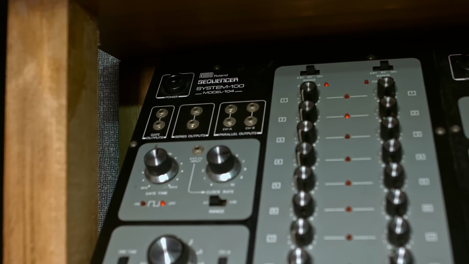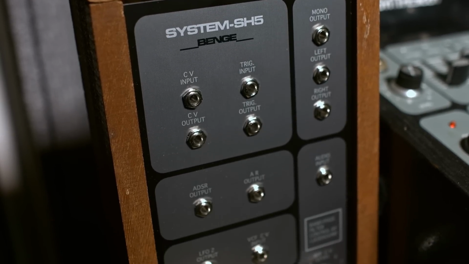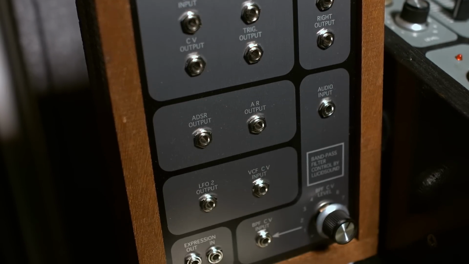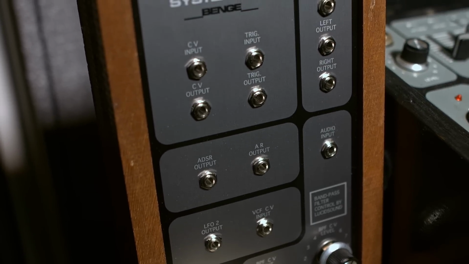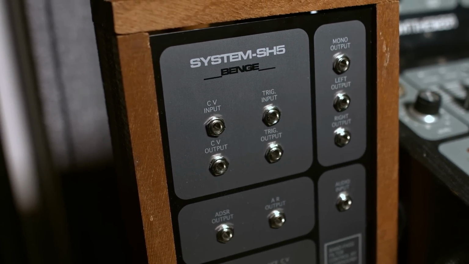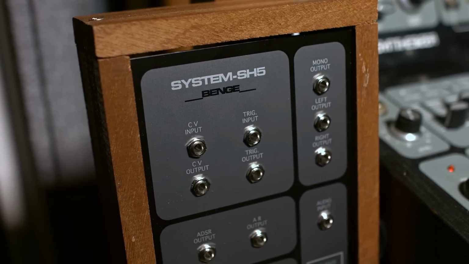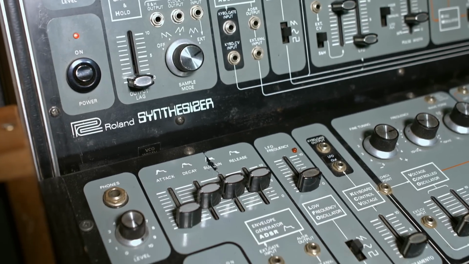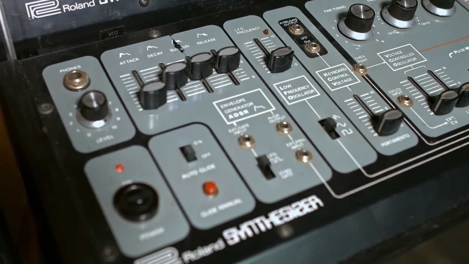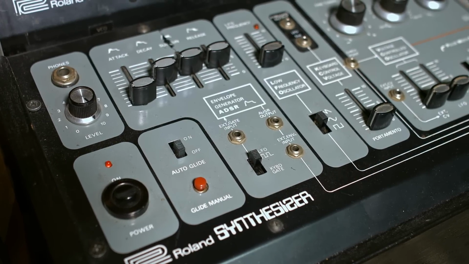As mentioned earlier, my SH5 has a special breakout panel that I completely self-manufactured, so I can integrate its various functions into the rest of the system. The 101 and 102 have patch points for all of their functions. For example, to trigger the envelopes, you just patch the gate signal in on the front panel.